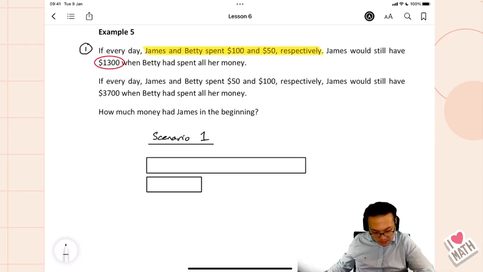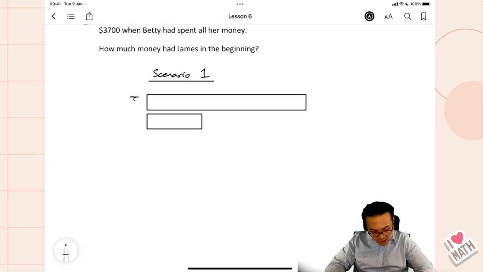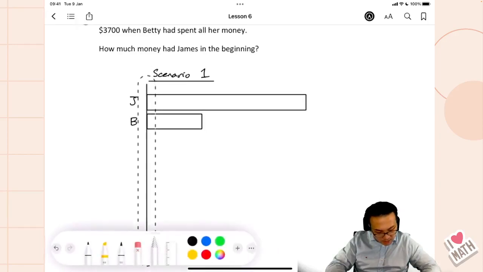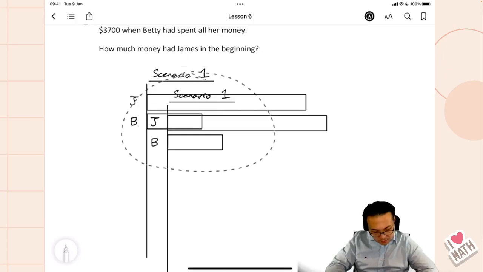Later on, there's another scenario. The second sentence, scenario number 2. So we need to draw model, okay? So this is James, this is Betty. Let me just draw a straight line. I need to align the models. Make sure that they're aligned. One more thing that I want to do is I want to duplicate.